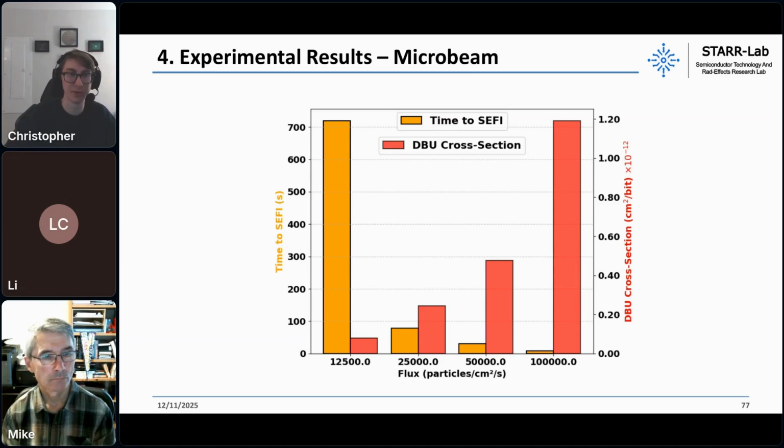I think this is highlighted really well here as well. If we irradiated the whole chip and varied that flux, we can see that the time to failure decreases as the flux rate goes up, and in tandem the double bit upset cross section also goes up as you increase the flux rate. So there's this inverse relationship happening here, which makes sense.